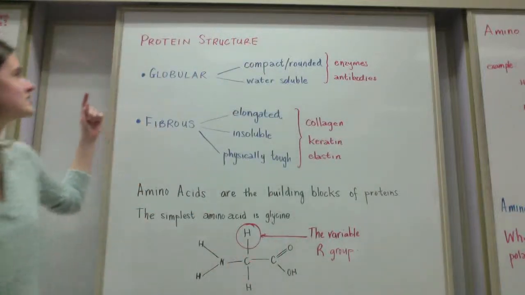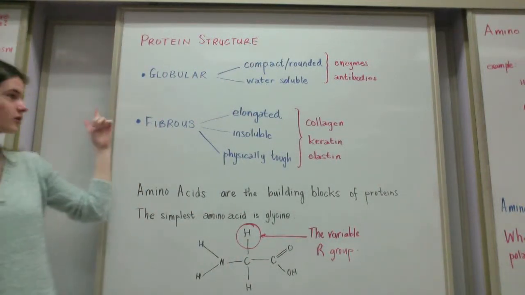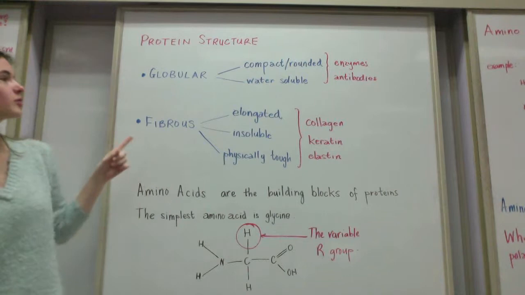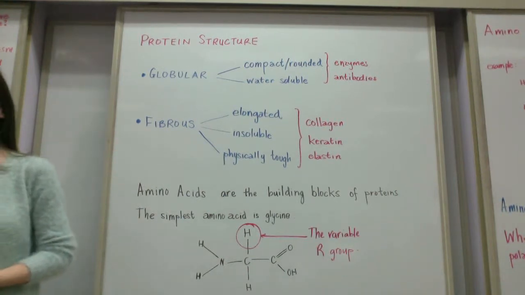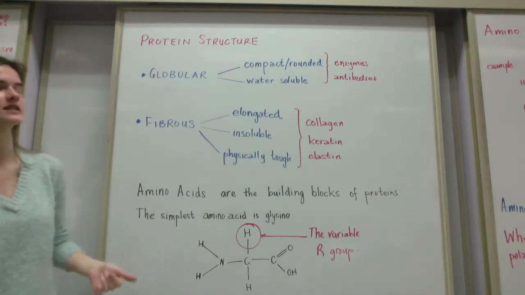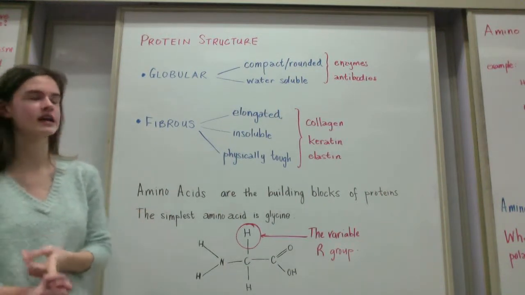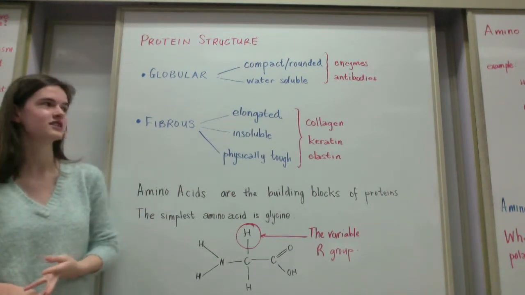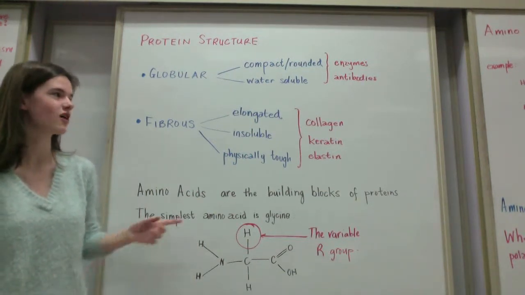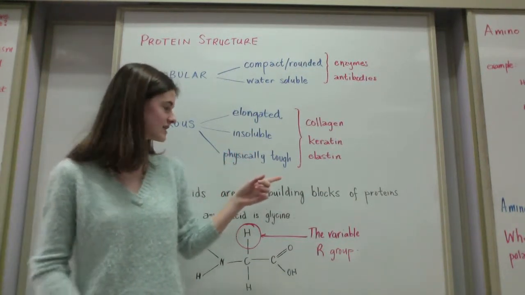Proteins can be categorized into two categories. They're either globular or fibrous. Globular proteins are compact and rounded and water soluble, and examples of these would be enzymes and antibodies. Fibrous proteins are elongated, insoluble in water, and physically tough, and examples of these would be collagen, keratin, and elastin.